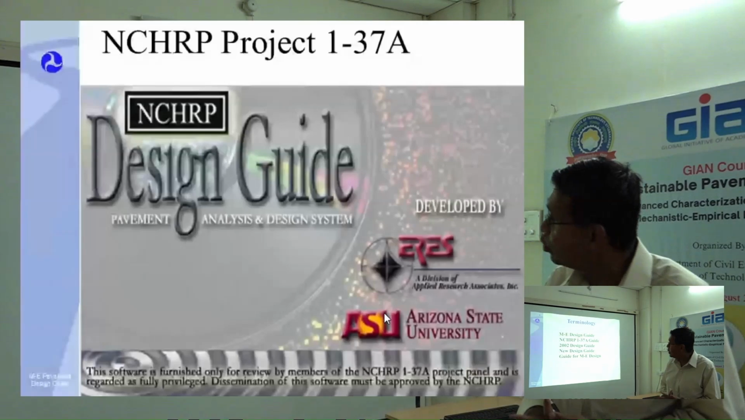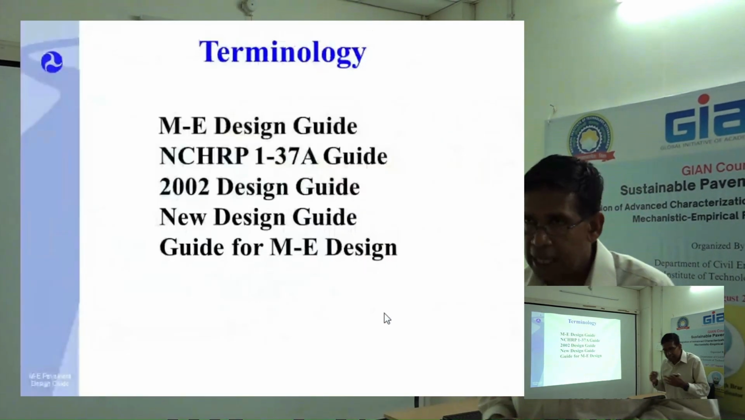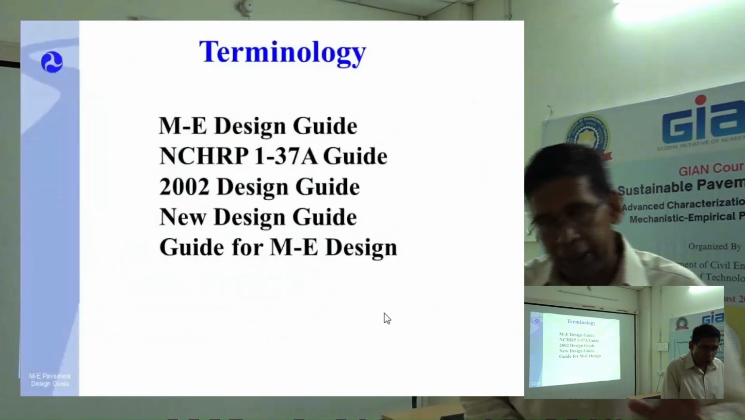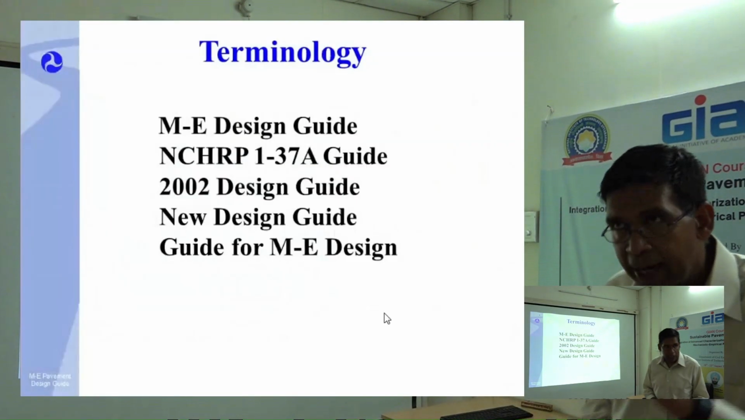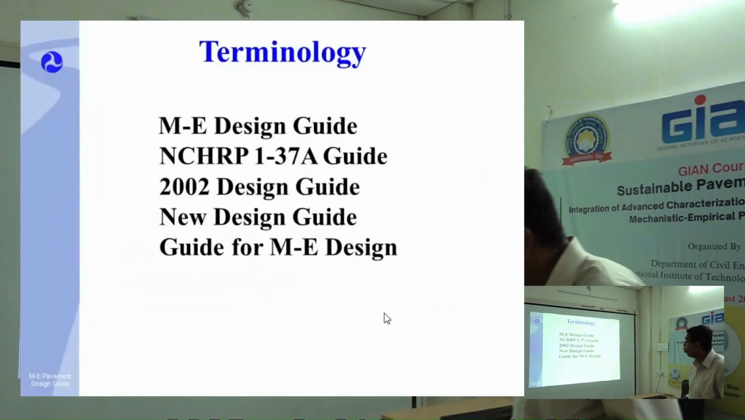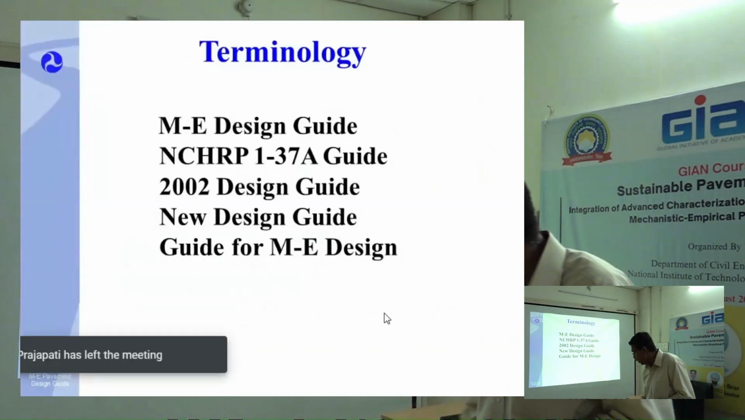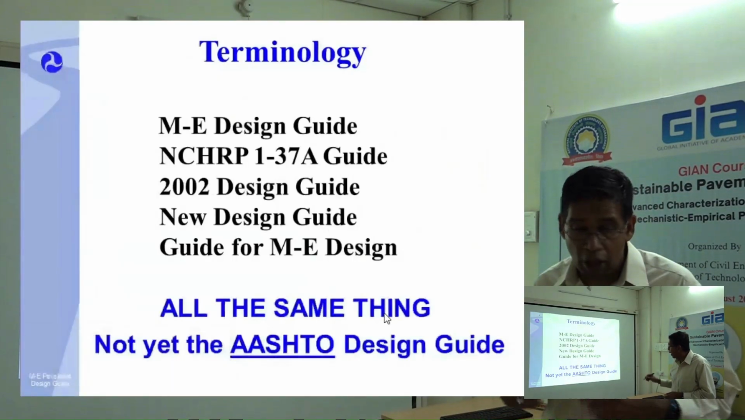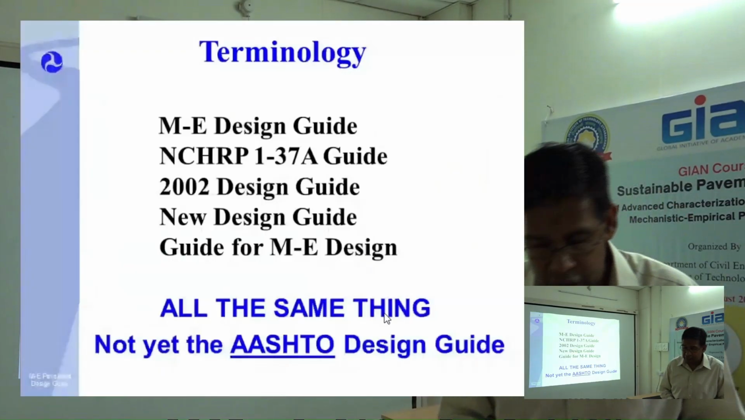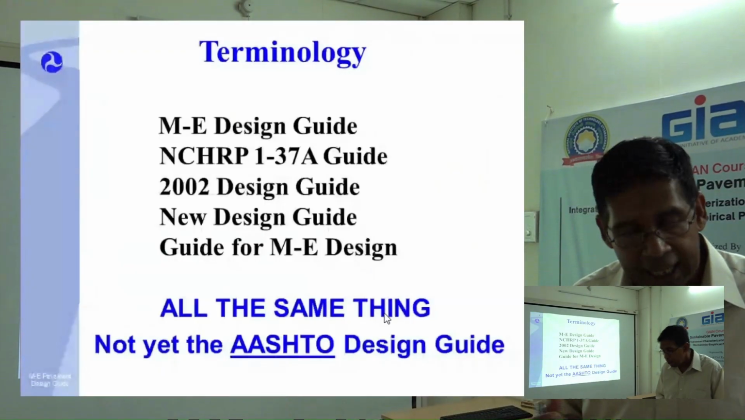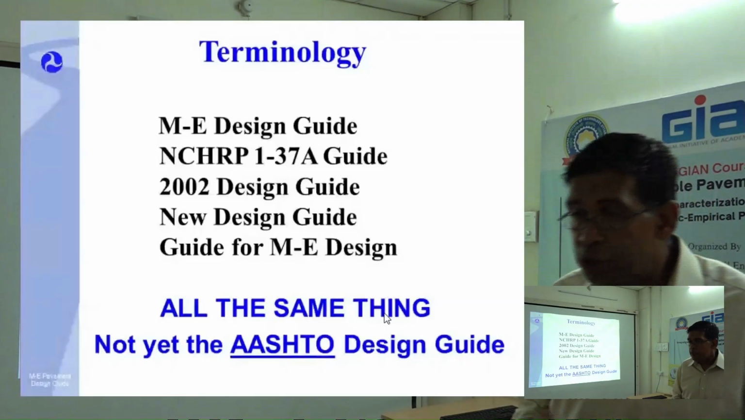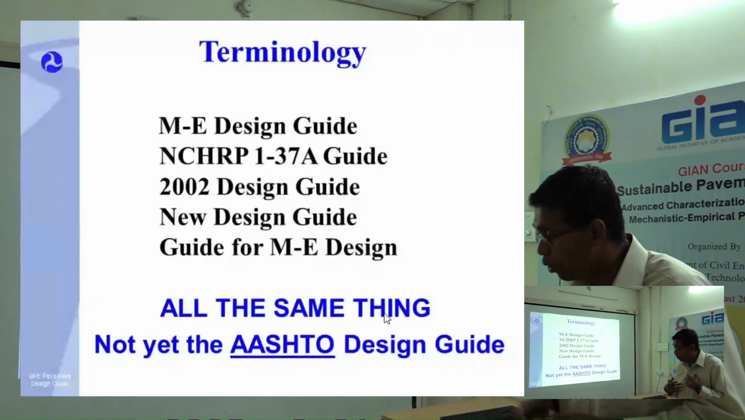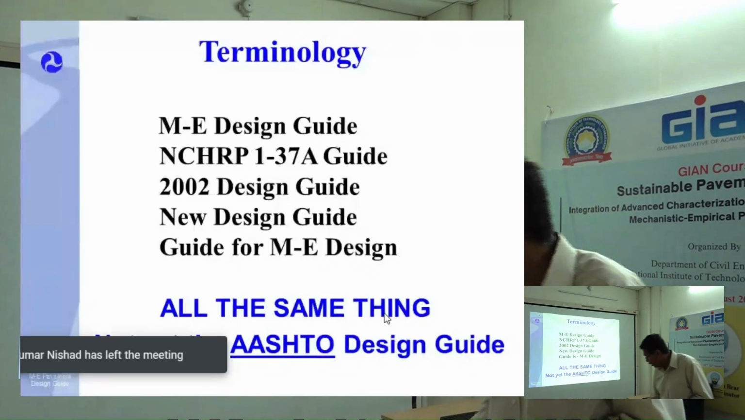So it was called the ME Design Guide 2002, and now the latest version is AASHTOWare Pavement ME. So these slides are a little outdated, but the concepts have not changed, right? My goal is to explain the concepts behind this. This is not yet an AASHTO design guide. It is not approved by the American Association of State Highway and Transportation Officials, but every state agency is looking into it. New Jersey DOT is looking at Pavement ME. We have an active grant with them looking at Pavement ME as well.